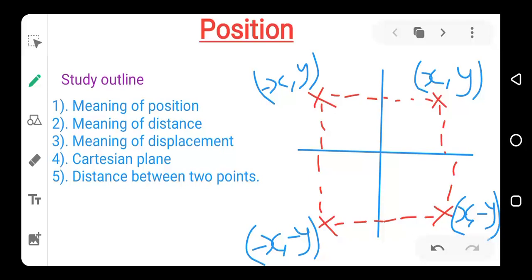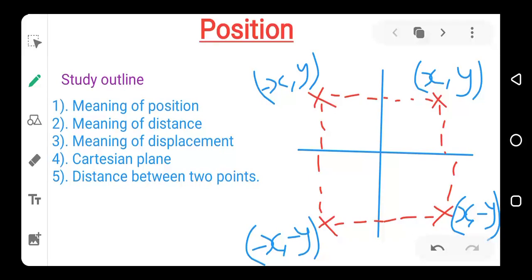In today's lesson, we want to look at position, and we are going to study the following under the topic: meaning of position, meaning of distance, meaning of displacement. Then we look at Cartesian plane and distance between 2 points. That is how to calculate the distance between 2 points.